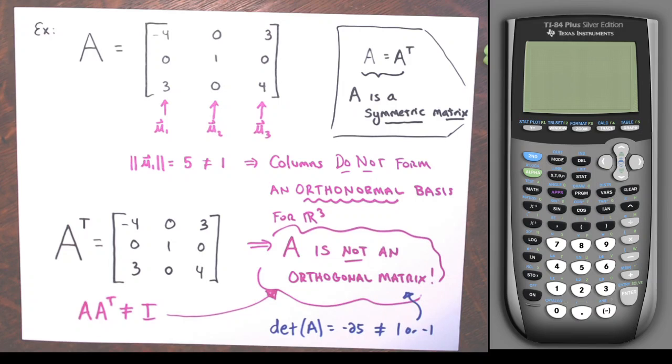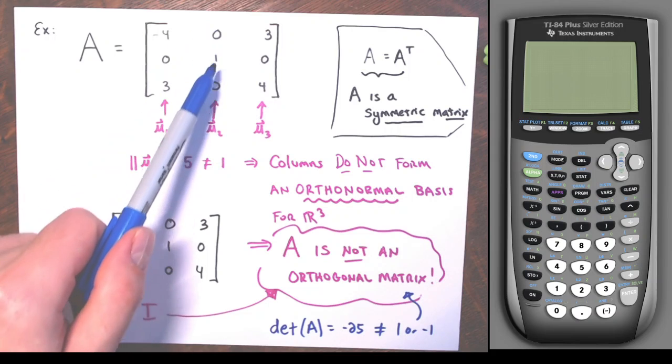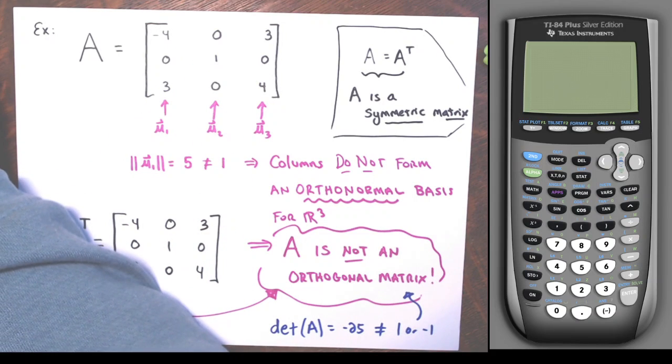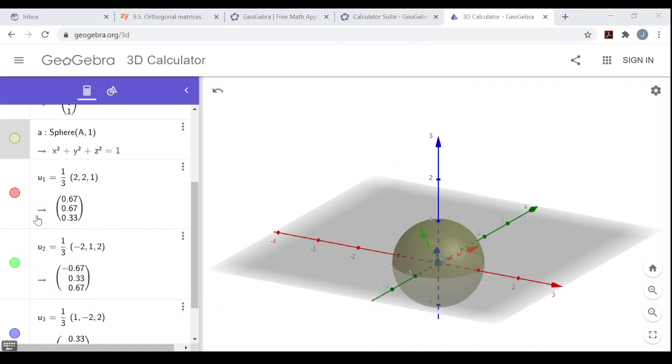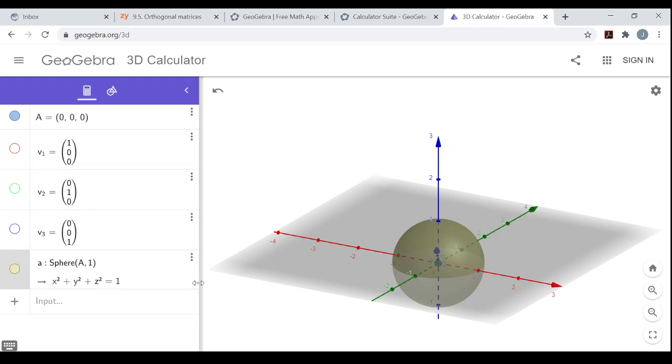And if I were to graph these vectors, negative 4, 0, 3, 0, 1, 0, 3, 0, 4, they'd be orthogonal, but they wouldn't touch the unit sphere. The lengths would change. All right, let me put those in actually. Let me get rid of these guys. So again, here are the standard basis vectors, 1, 0, 0, 0, 1, 0, 0, 0, 1. You see how they're all a unit length, so they're all touching a point on this unit sphere that I've got here.